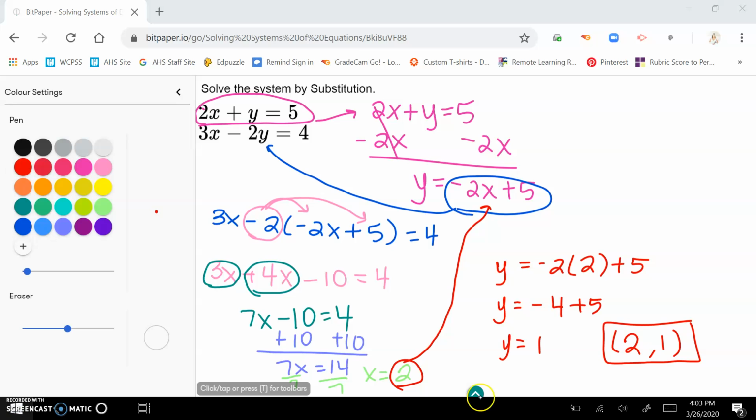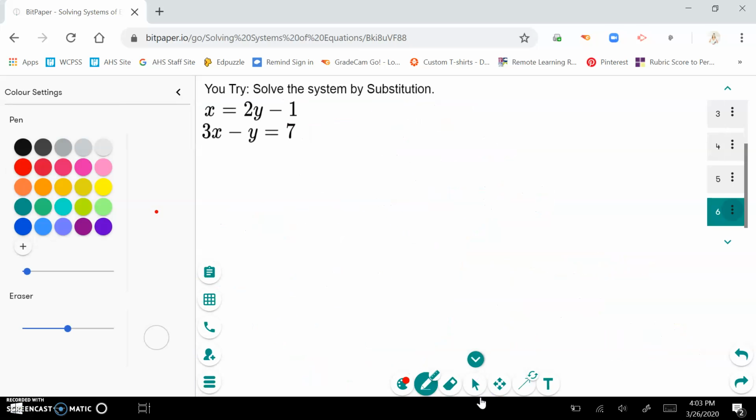Now I need for you guys to try this example.